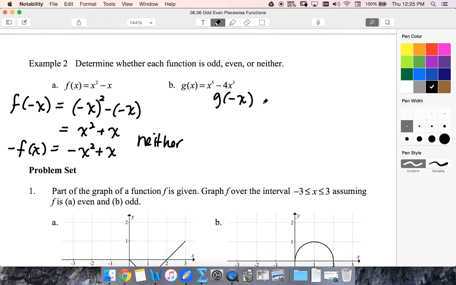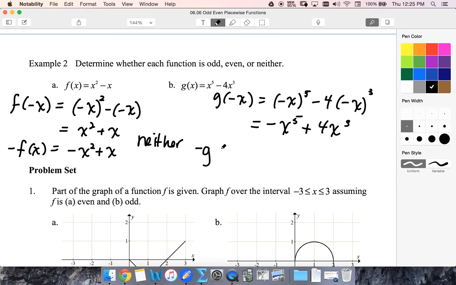G of negative x is going to give me negative x to the fifth minus 4 times negative x to the third. That's going to give me negative x to the fifth plus 4x to the third. Not the same, so not even. Negative g of x is negative x to the fifth plus 4x to the third. These are the same, so the function is odd.